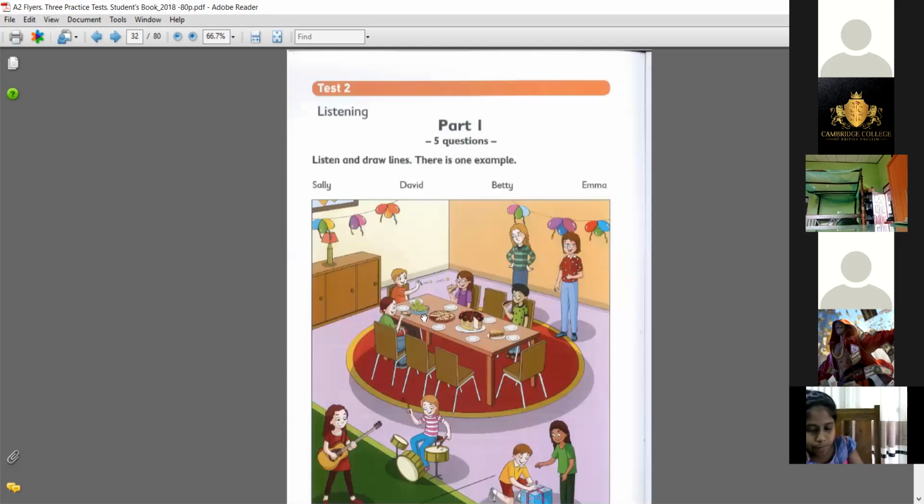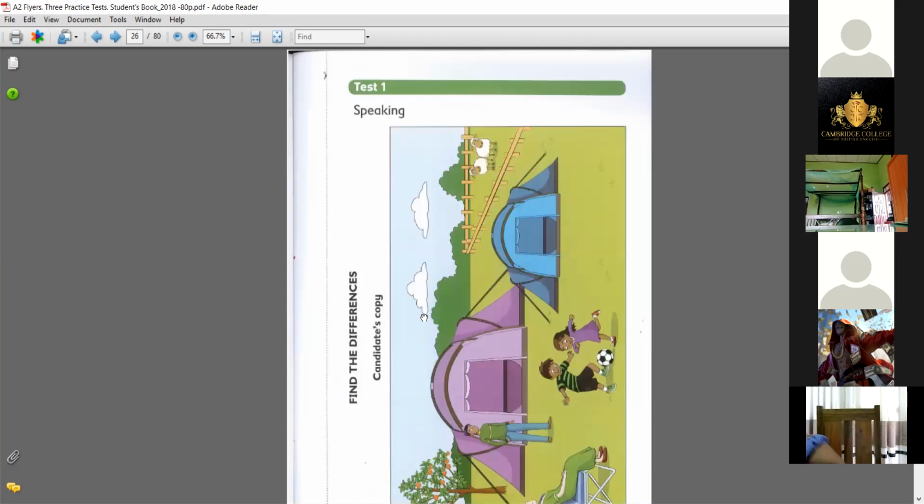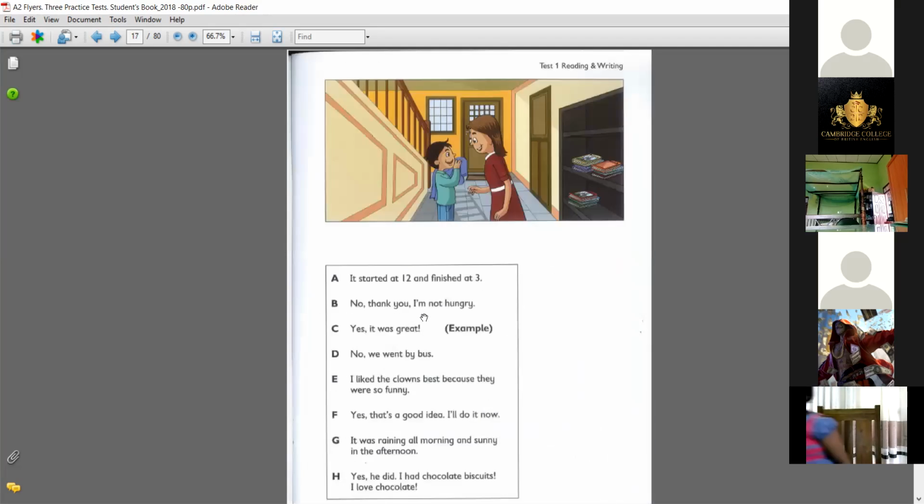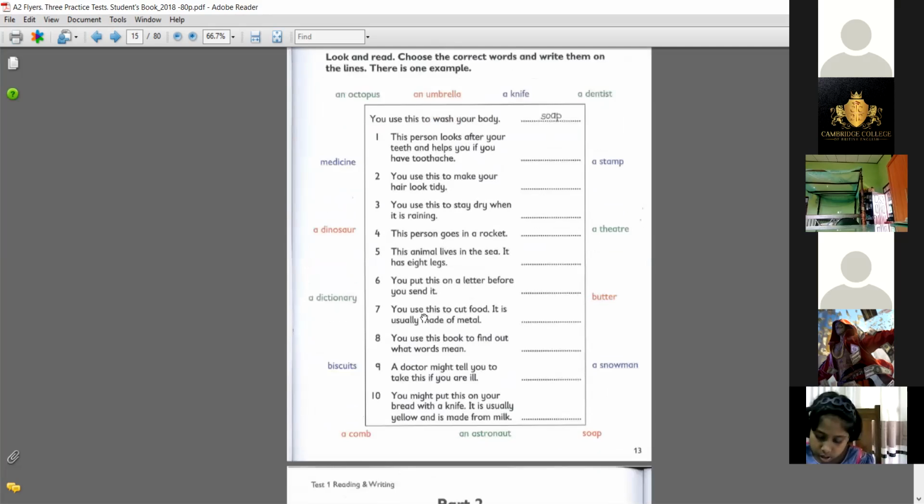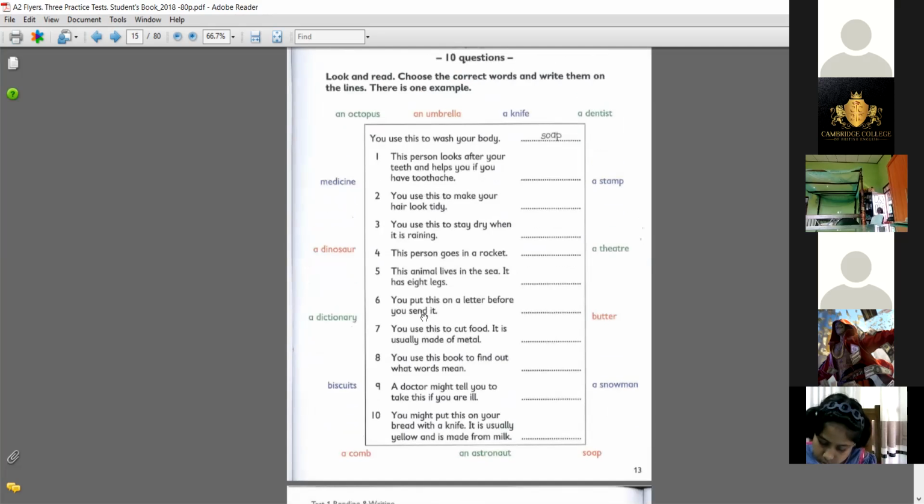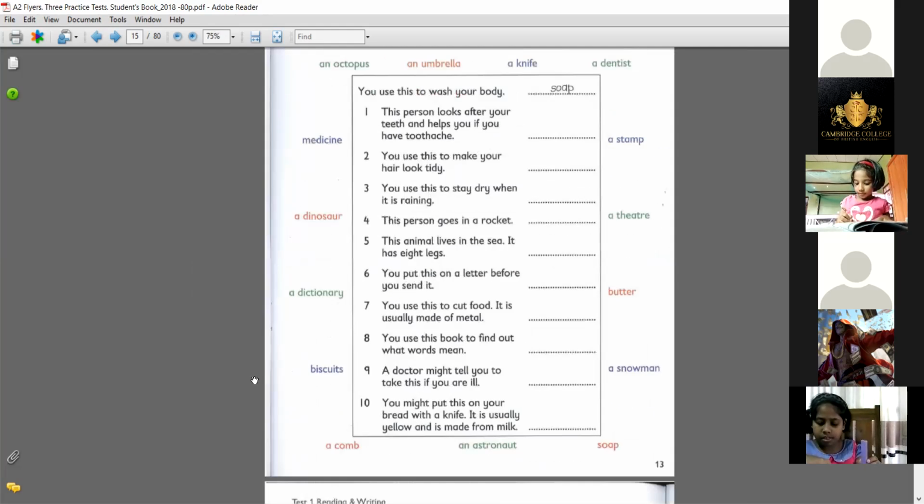Okay, I was in the last one. You might put this on your bread with a knife. It is usually yellow and is made of milk, butter. It's from milk. Okay. So this is page number 13. Everybody please turn to page number 13. Have you got page number 13, Sanul? Yes, teacher. Okay. Now number one. Look at this number one. I will give you the answers.